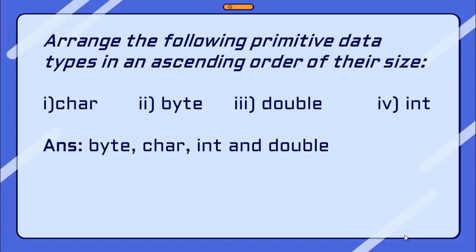Arrange the following primitive data according to the ascending order. Char, byte, double, int is given. You have to keep in mind BC LFD, BCSI LFD. So it is byte, char, int and double.